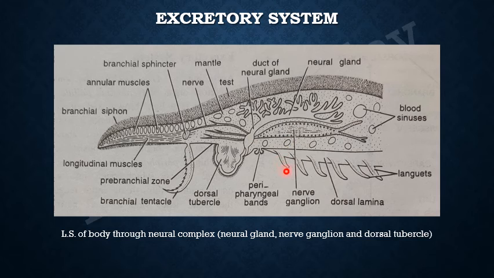Here in this slide, you can see the excretory system of Herdmania. Now, this is a photograph of the LS of body through neural complex. And neural complex is comprised of three things: neural gland, nerve ganglion, and dorsal tubercle.